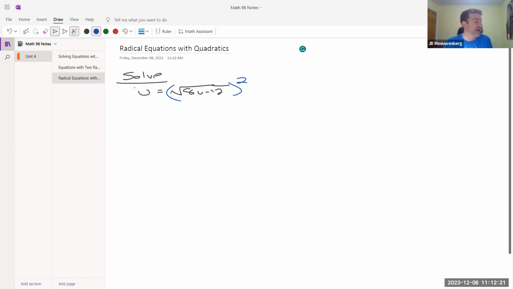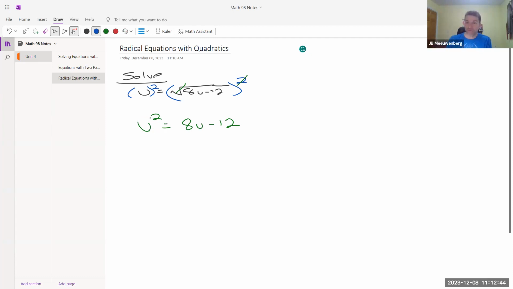I want to clear that radical. So I'm going to square both sides. On the left side, I have u squared, and on the right side, my square cancels the radical, leaving me just what is inside, 8u minus 12. Well, now we have no more radical, but we do have a quadratic because we have our variable squared.